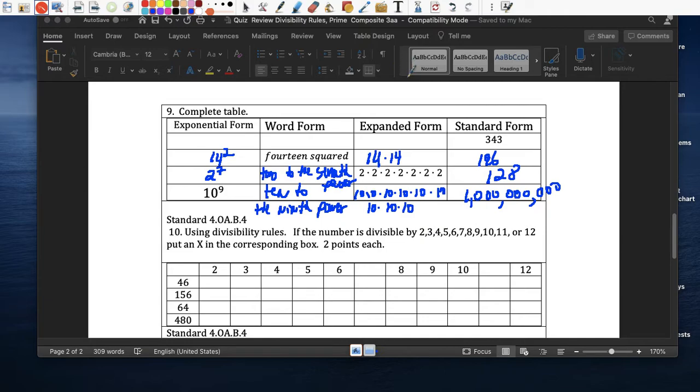343. Ooh, 343 has to be to the 3rd power. Hang on. 343. I don't know what it is.